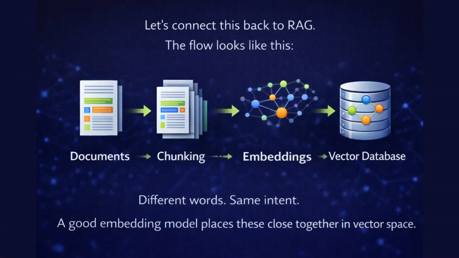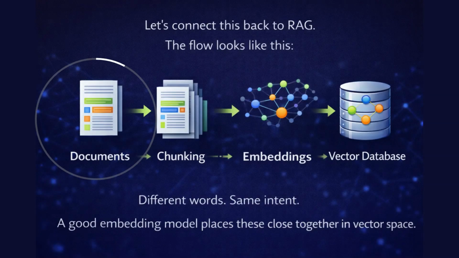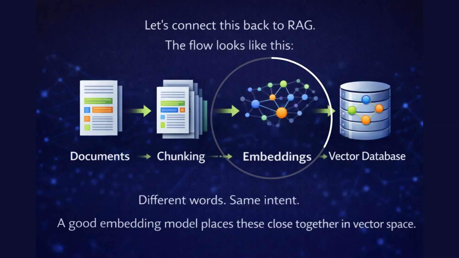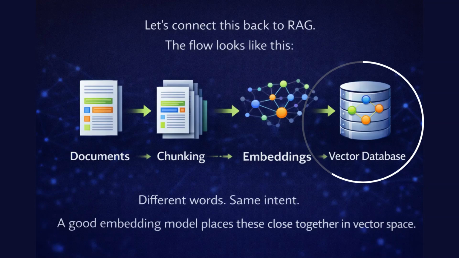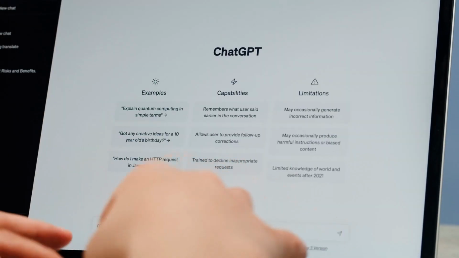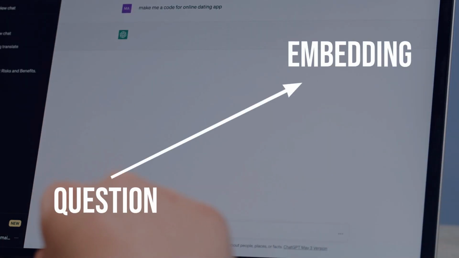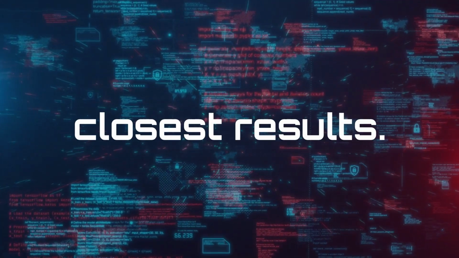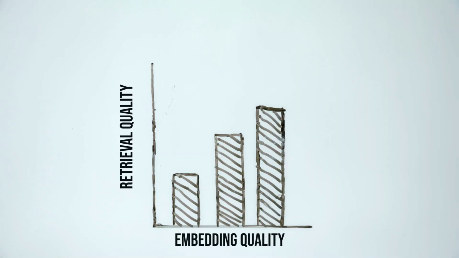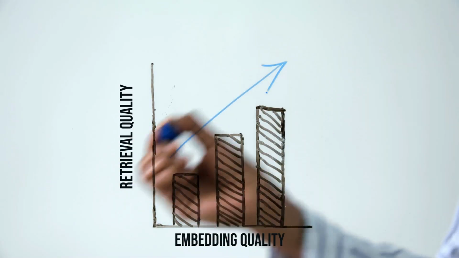Let's connect this back to RAG. The flow looks like this: documents, chunking, embeddings, vector database. Every chunk becomes an embedding. When a user asks a question, that question also becomes an embedding. Then the vector database compares meaning, not words, and retrieves the closest results. Retrieval quality depends heavily on embedding quality.